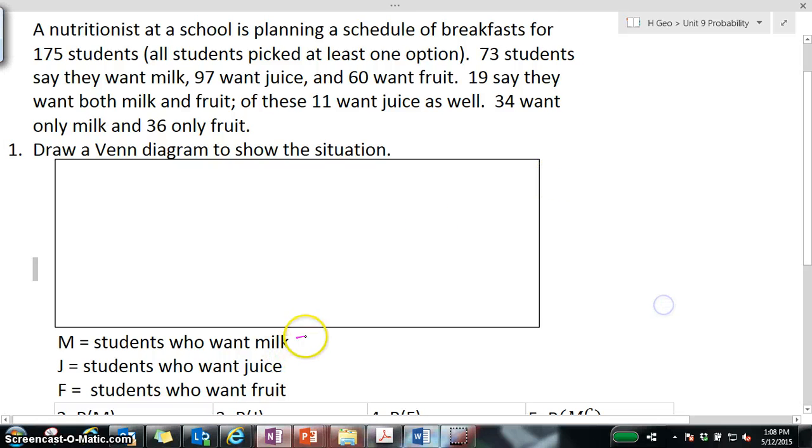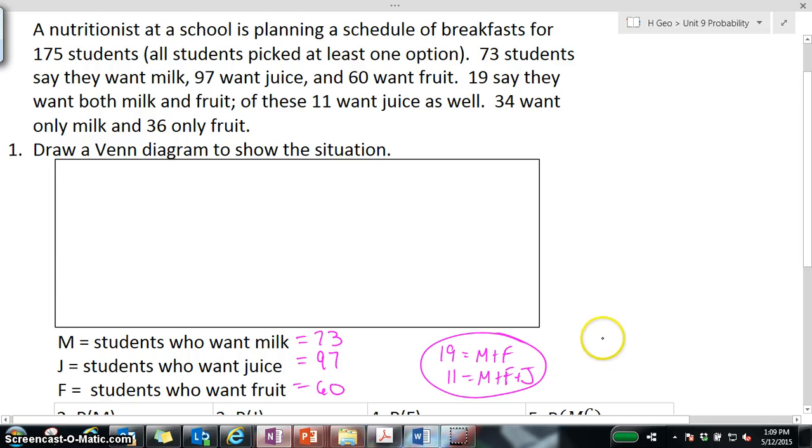So down here, we know that total M is 73, total J is 97, and total F is 60. Obviously, there's an overlap because that adds up to over 175. 19 said they want both milk and fruit, but 11 want juice as well. So these 11 are included in that 19. So we've got to look at that, and that's probably where we're going to start. 34 want only milk, 36 fruit only. So that'll help us.